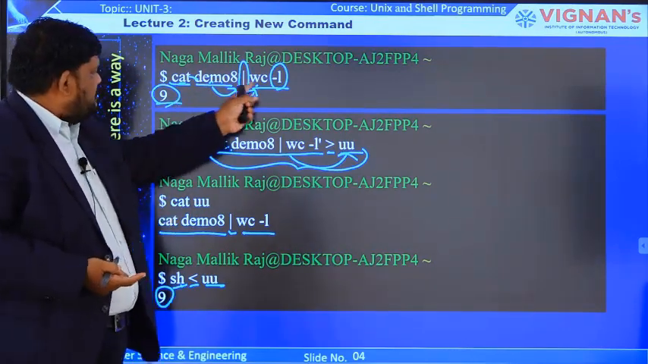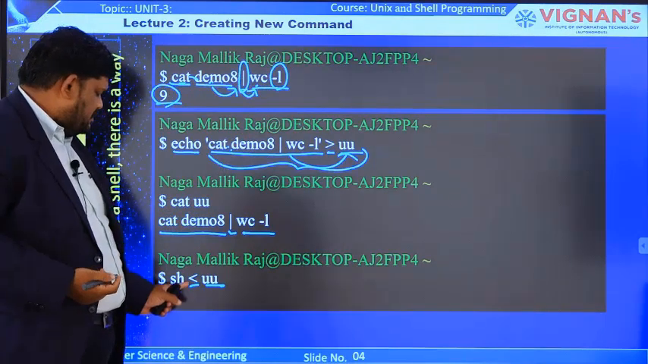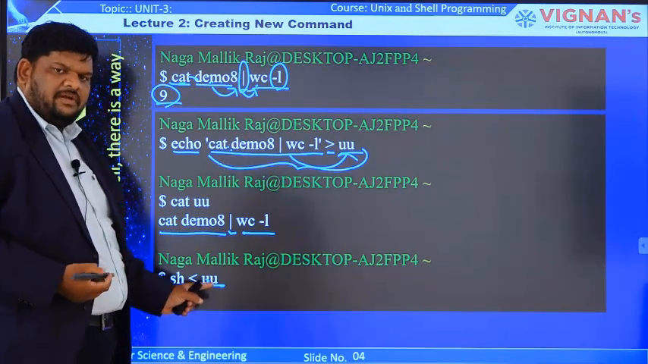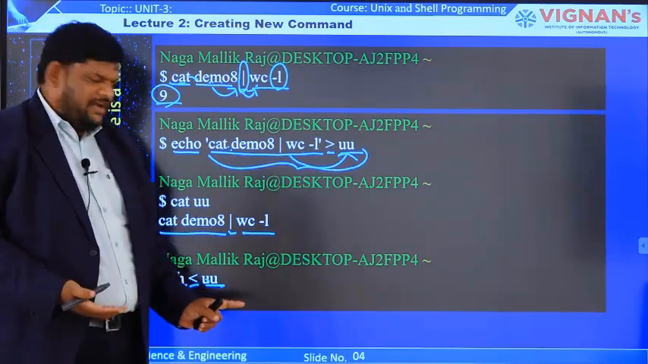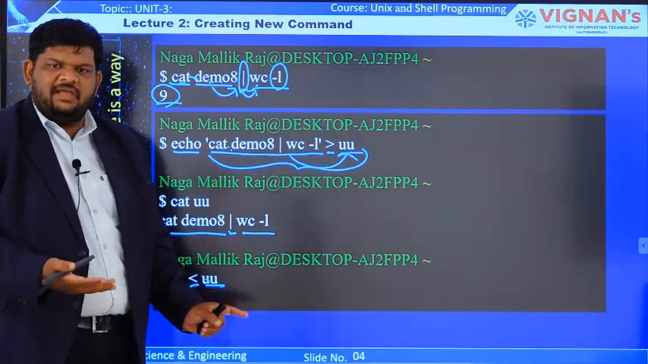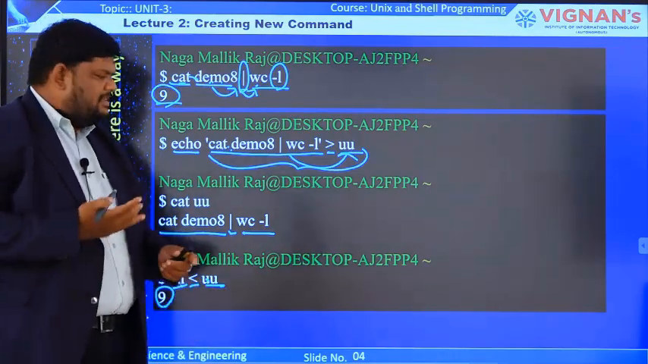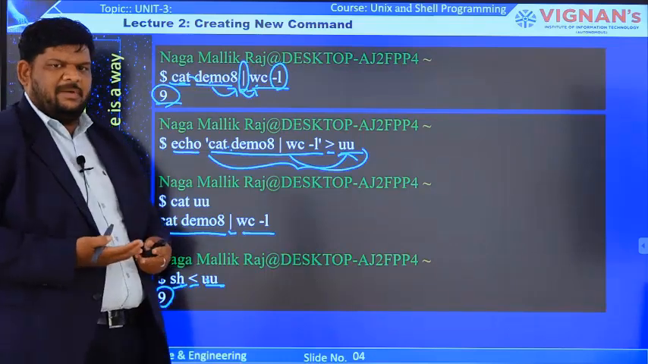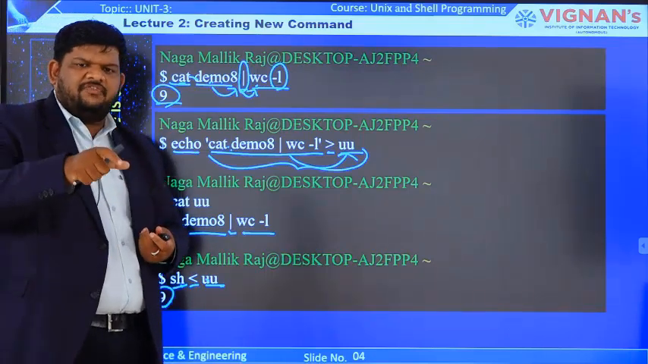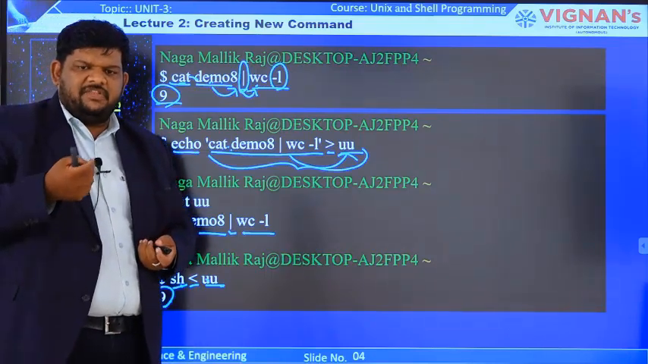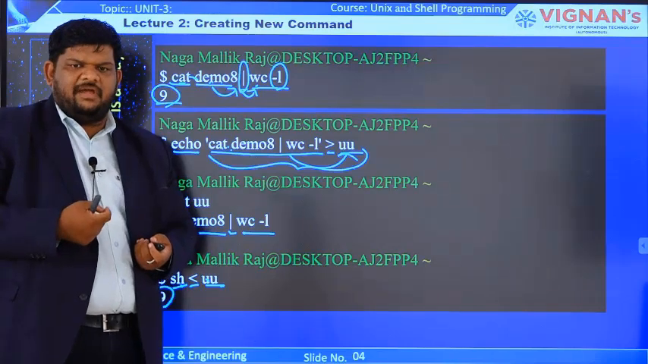I again want to check how many lines are present. Instead of typing all those things, now I will give sh input redirection UU. Now I may get 13 lines. Again if I type like this, maybe I get 20 lines, 25 lines, like that. So in this way we create new commands. Instead of typing that sequence of commands so many times, we can use this newly created command.